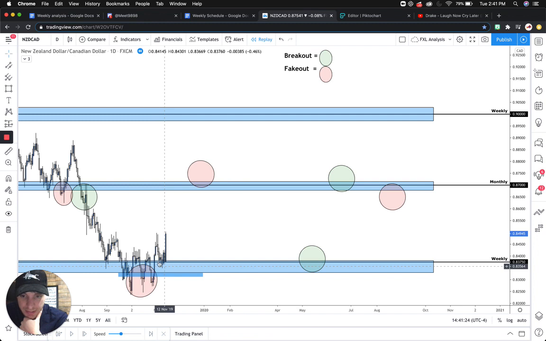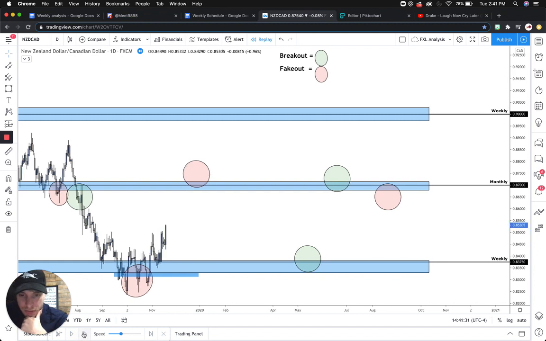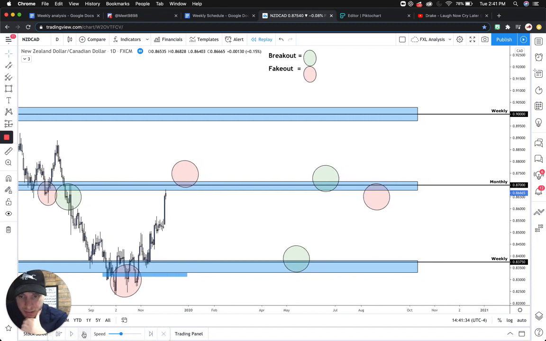Pulled back through this weekly, gave us a higher low. That's a bullish signal there. So this thing's going to start pushing up now. So now we can watch. Let's keep seeing what happens. Play it forward.